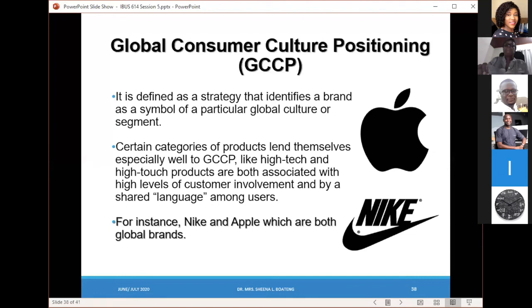So here we are talking about the owners of the brand themselves and the products that they produce and sell.